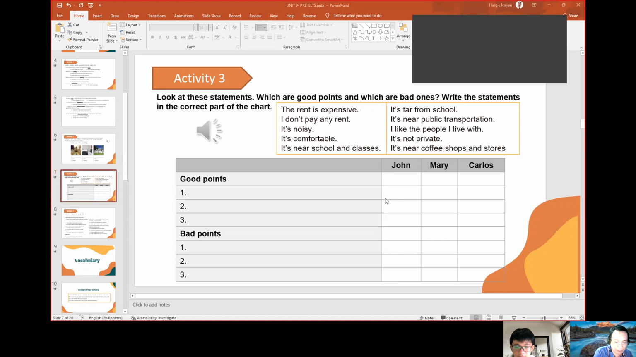It is near public transportation. I like the people I live with. It's not private. It's near coffee shops and stores.